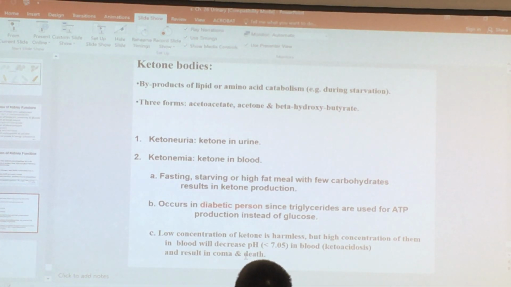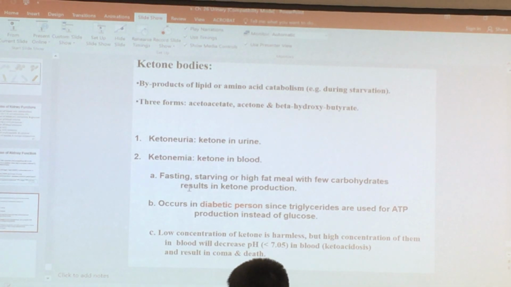Okay. So if someone has diabetes type 1, they cannot use glucose. They only use lipid or protein in the body, and usually they have a problem producing more ketone. This one I'll mention more in chapter 25.